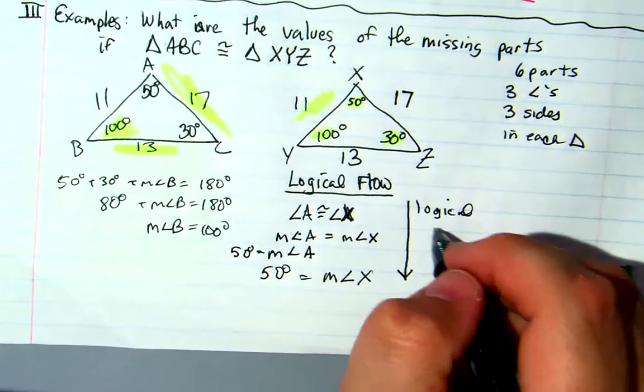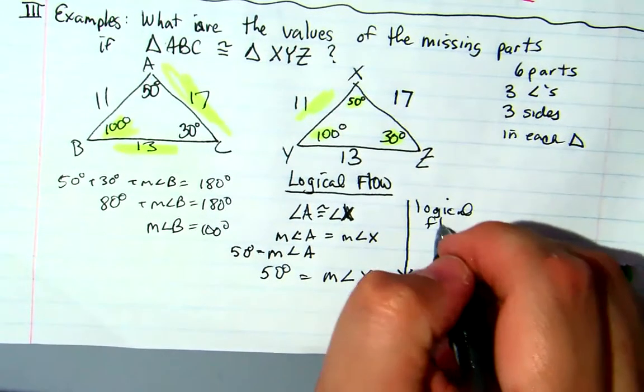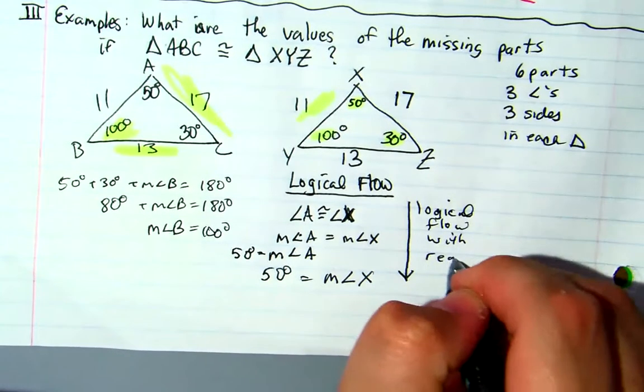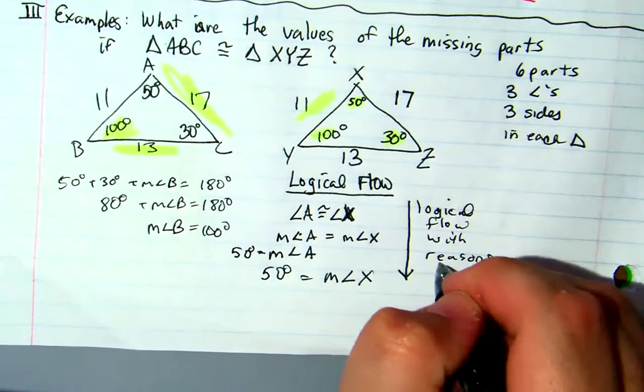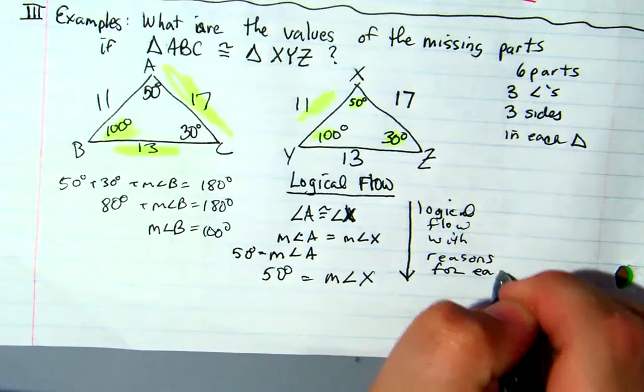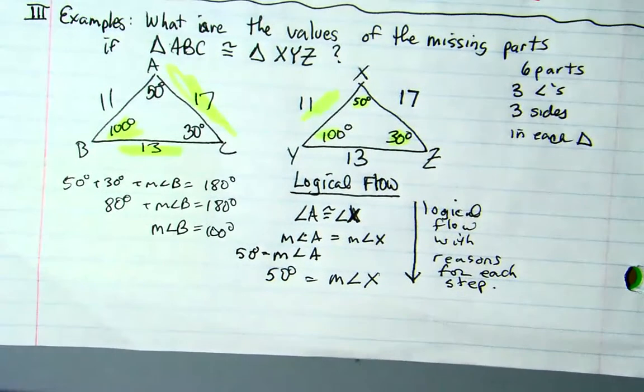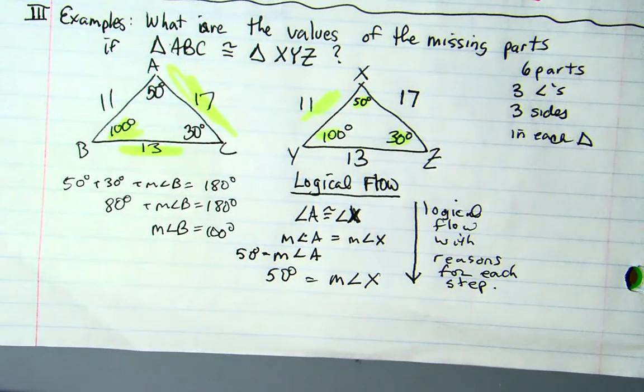We'd actually take it one step further and say with reasons for each step. And the question becomes, am I going to have to do this? And I'm going to say, yeah, you're going to have to do that. If I want to know the reasons why, why is BC equal to 13?